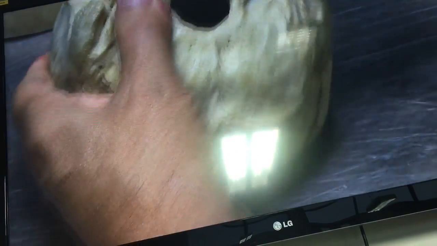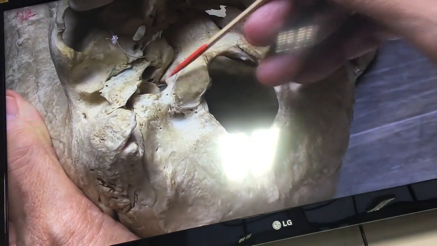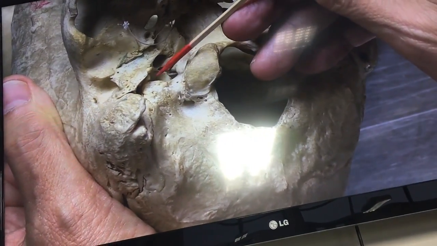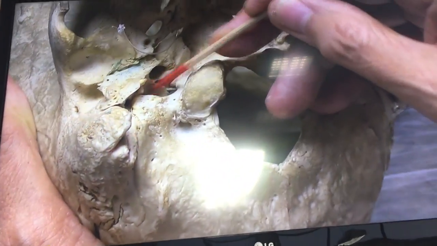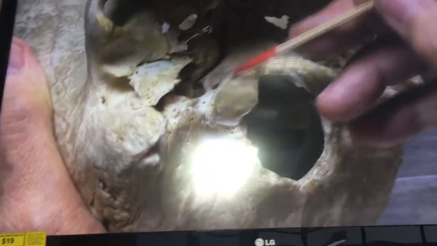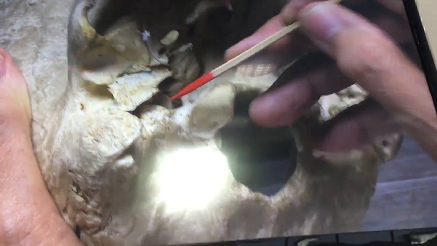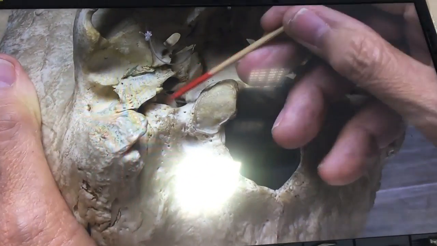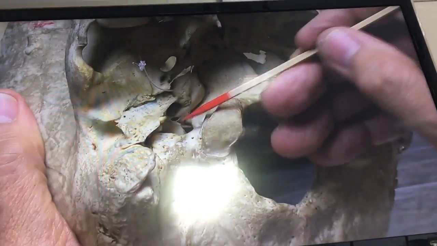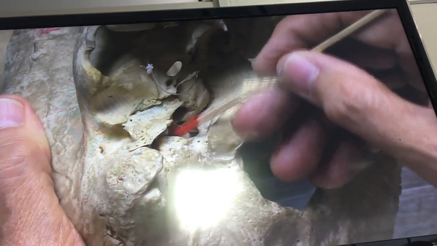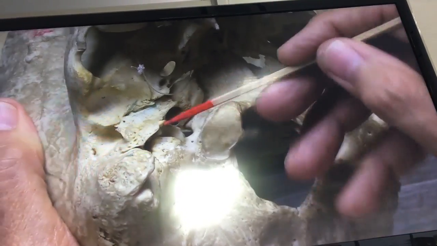The jugular foramen is formed by two bones. This is the jugular fossa, which is part of the petrous temporal bone, and the jugular notch, which is part of the occipital bone. And that's where the bulb of the internal jugular vein is, which comes out here.